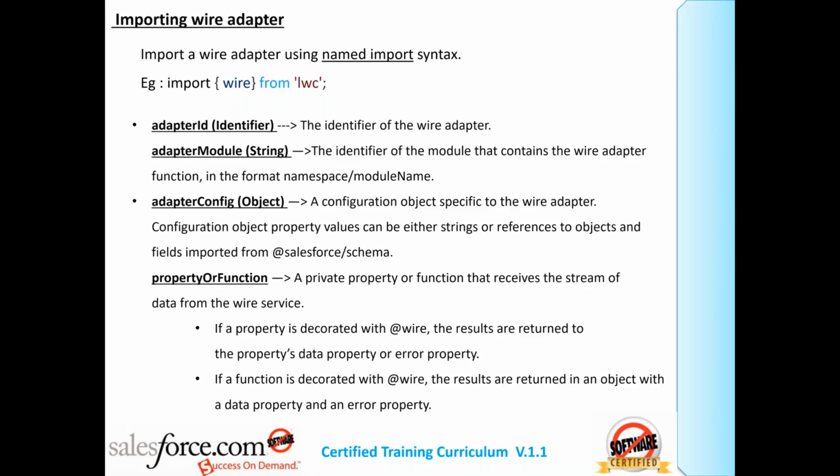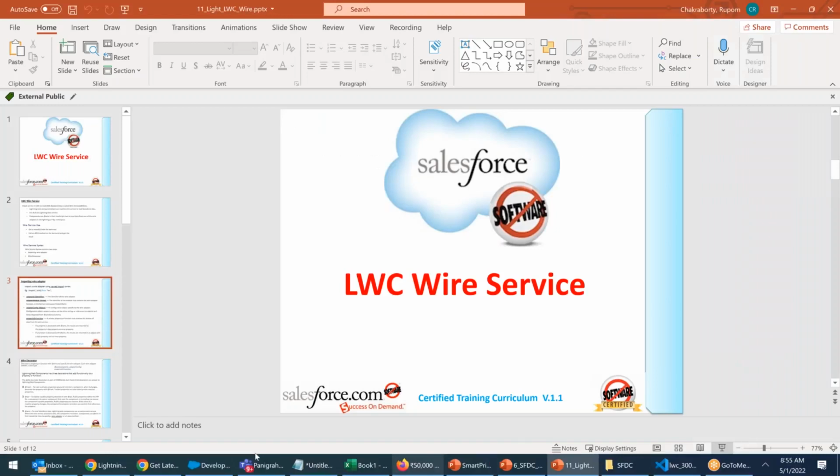Now, write down wire adapter. Put a heading called wire adapter. A wire adapter consists of four elements. Number one, adapter ID. Write down: unique ID, system controlled. See, in a program, I can use two wires.